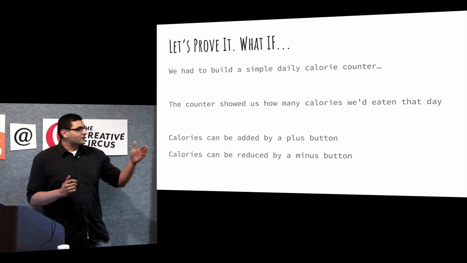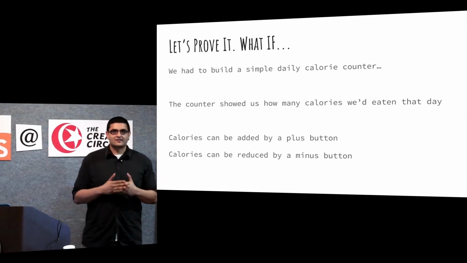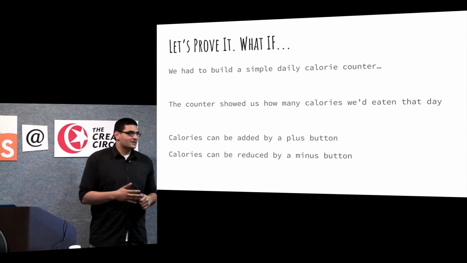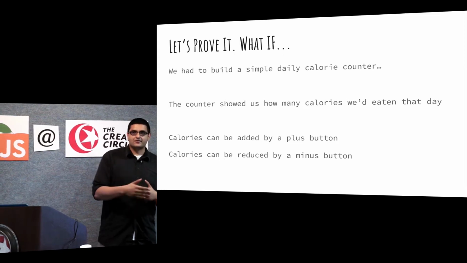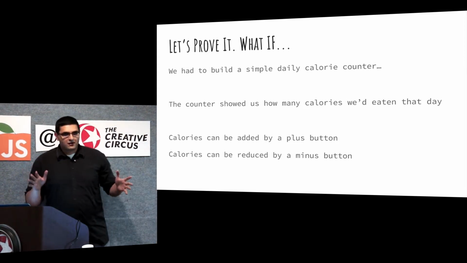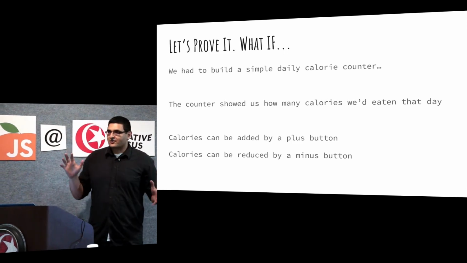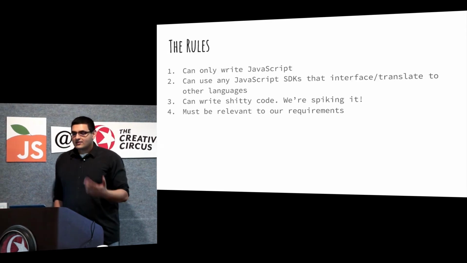So we can build a simple daily calorie counter. The counter shows us how many calories we eat in that day, so it's just a number for the day. And then depending on the client, we can have a button or some way to increment or decrement the calories, right? Simple enough, fairly useful. A nice simple calorie counter for all of those of you that are really frustrated with the really complicated calorie counters out there. And let's see what we can do with it given these rules.